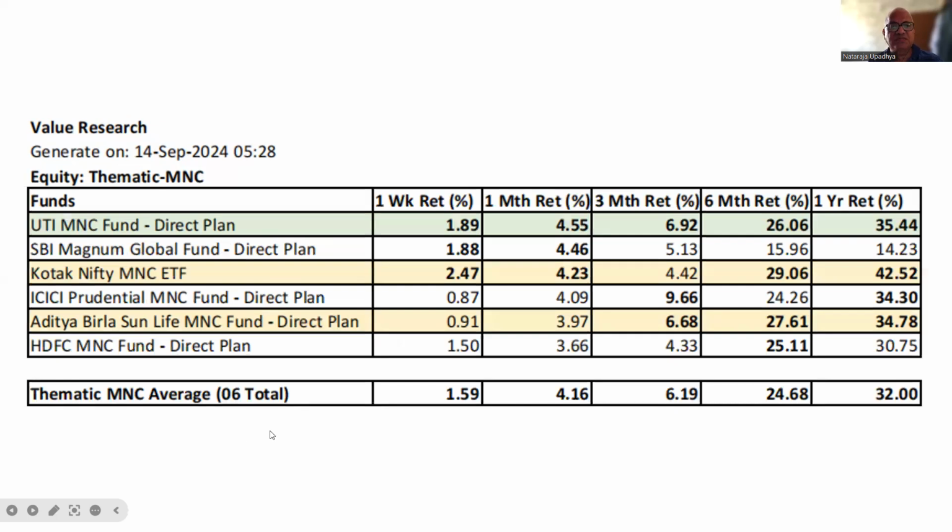MNC funds, again, there are 6 funds. 1.59 for the week is not bad, but subdued otherwise. Only one in green, UTI MNC Fund, which gave 1.89% for the week, 4.55 for the month is subdued.